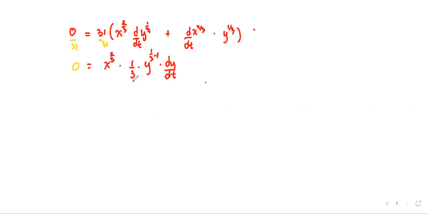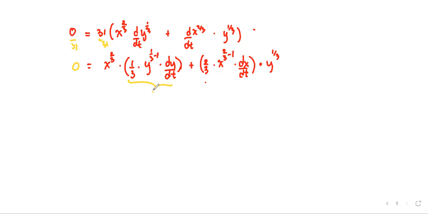So this step, we use the general power rule. And then plus, same thing, the power 2 over 3 multiplied by x to the power 2 over 3 minus 1 multiplied by the derivative of x with respect to time. Okay, I'm going to group these together, and then I will write the notes for that step as the use of the general power rule.